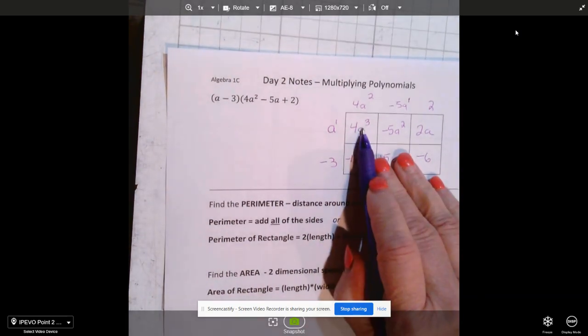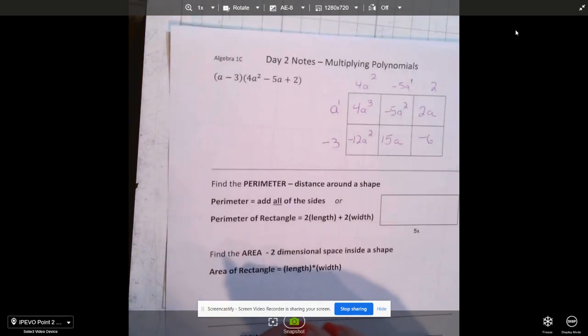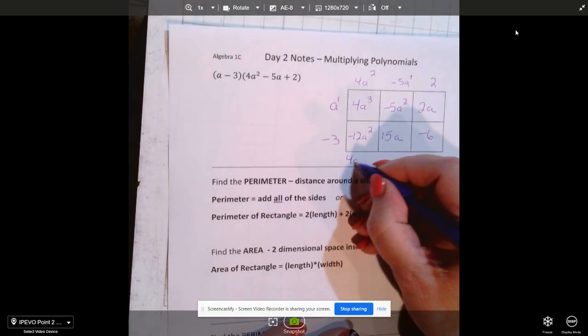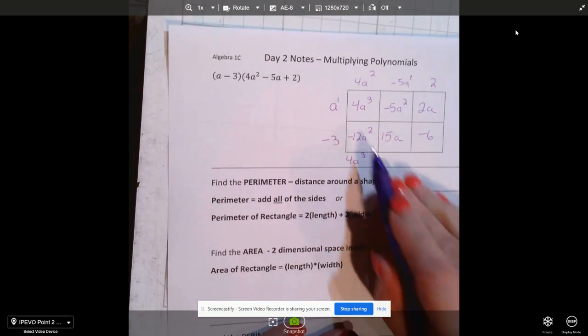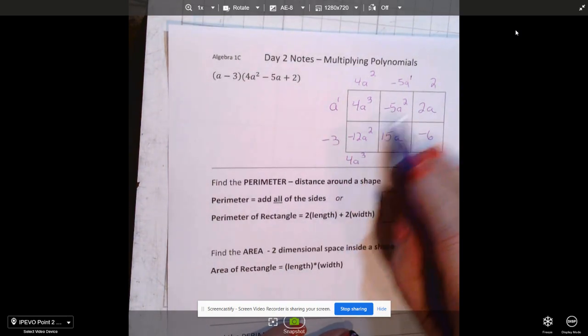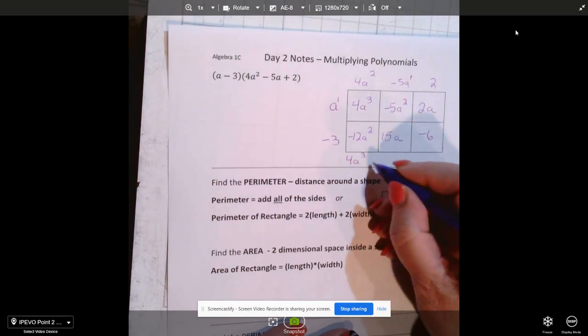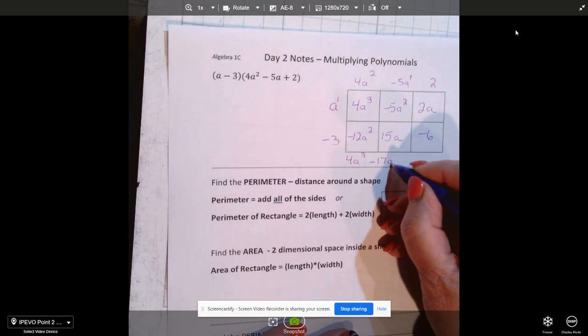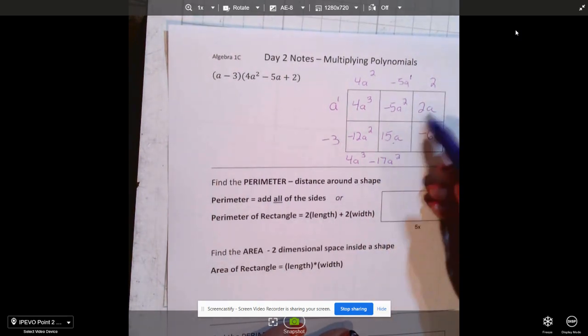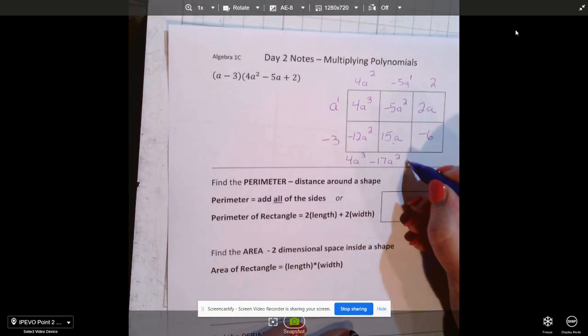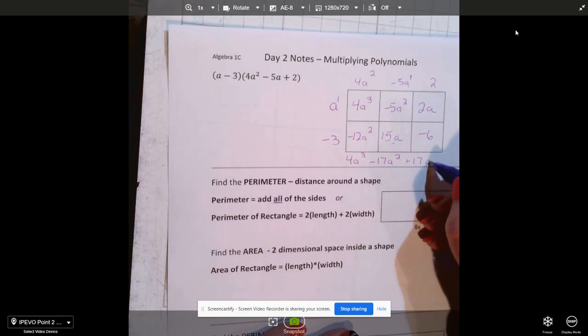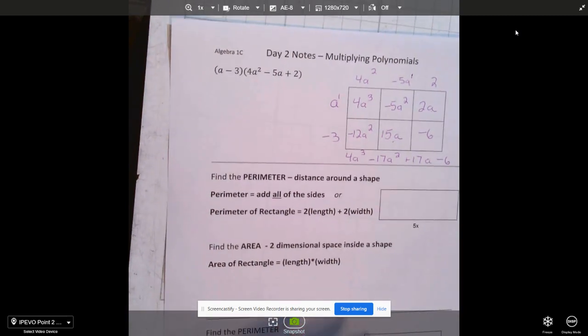Again, my highest exponent is the 3, so I'm going to start with that one. 4a to the 3rd. I have 2 of them here that have squared, so I'm going to add their coefficients. So minus 17a squared. 2 of them just have a's, so that'll be plus 17a, and then minus 6. So that here will be your answer to that one.